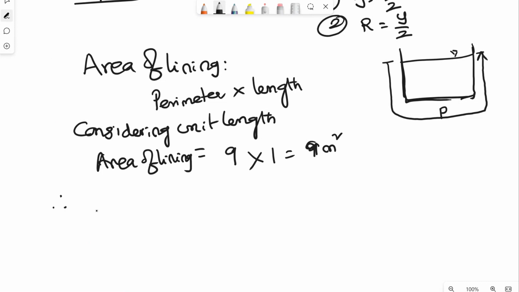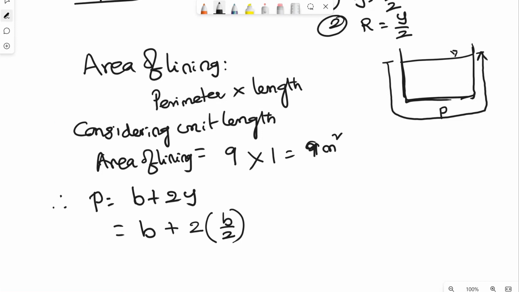Now I am trying to find out the condition: P must be equal to b plus 2y, right? What is the condition for the most economical channel section? If I take b plus 2 into y, and y is b by 2, the 2s will cancel, so b plus b is 2b. And 2b is equal to 9, so therefore b is equal to 4.5 meters.